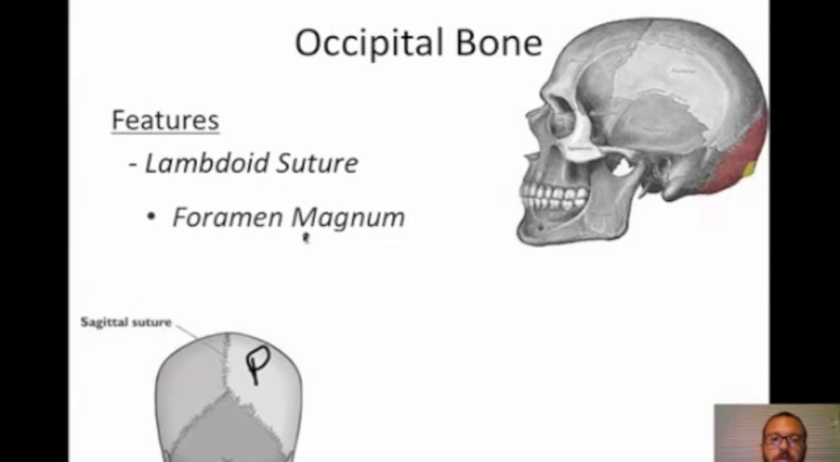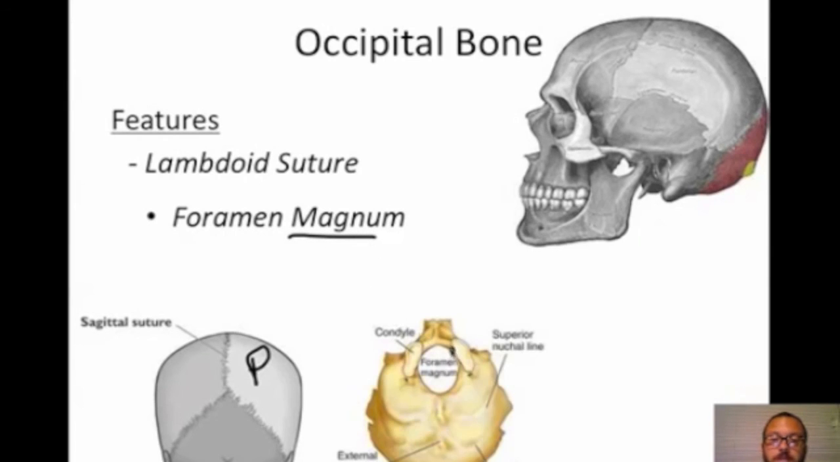We then take a look at our features. The first one is the foramen magnum. When I see magnum, I think big again, and that is a big hole. If I flip this bone upside down, you see a gigantic hole right there. Any guesses what goes through the hole? It would be your brainstem connecting to the rest.